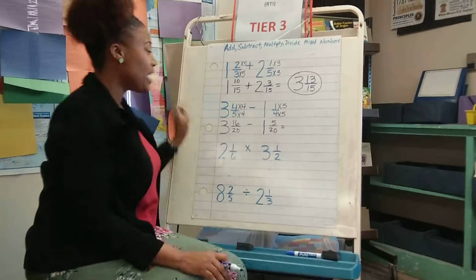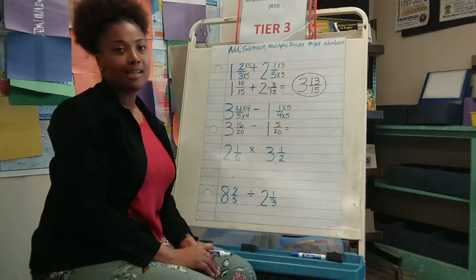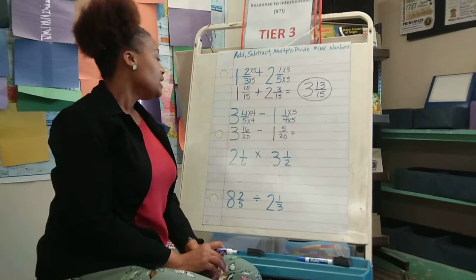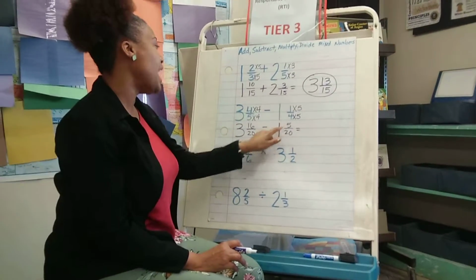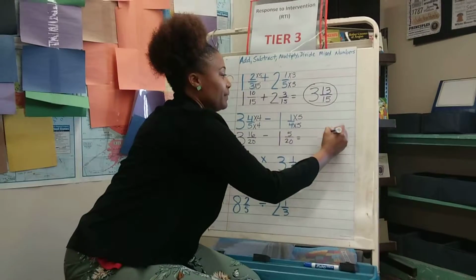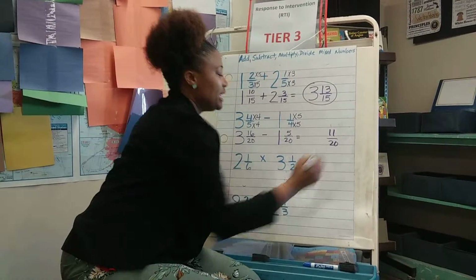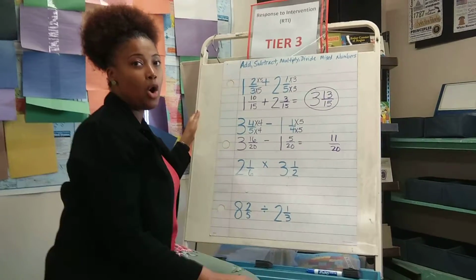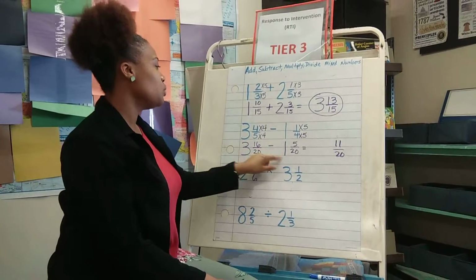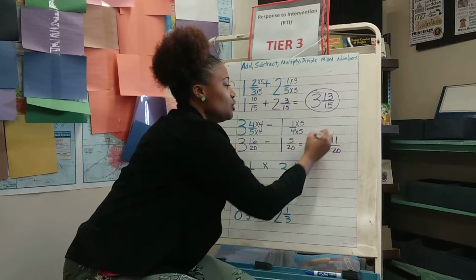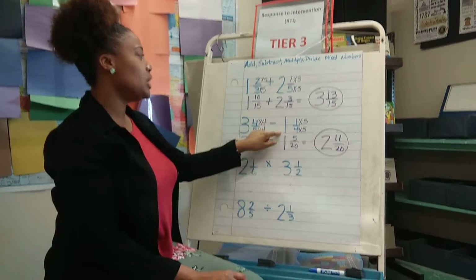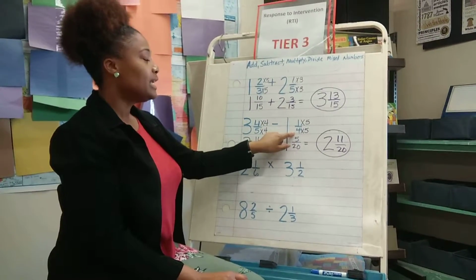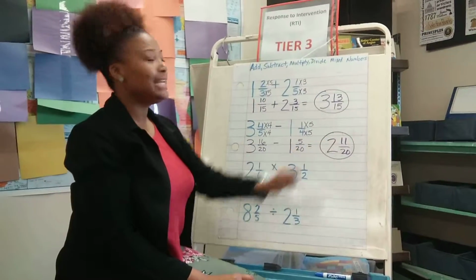Now I'm ready to subtract because both denominators are alike. They are the same. So if I subtract the fractions first, I get 16/20 minus 5/20. That gives me 11/20. Now I'm ready to subtract my whole numbers. 3 minus 1 is 2. So 3 4/5 minus 1 1/4 equals 2 11/20.